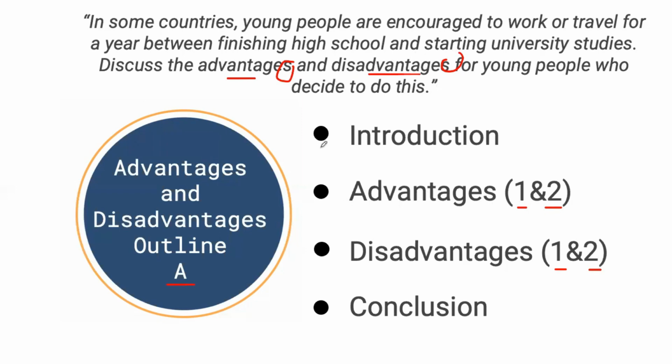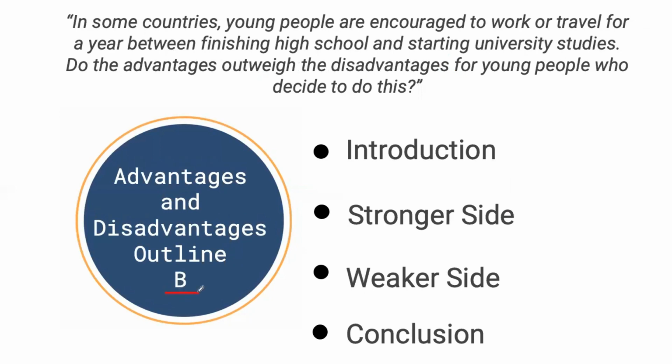So just keep in mind that with this question type, you're just talking about advantages and disadvantages. You don't have to state your opinion and you don't have to state which side is stronger. This is very important. Outline B is a bit different. Now I'm just asking this question in a different way. So this is the same theme that we saw in outline A. Let's go ahead and read it. In some countries, young people are encouraged to work or travel for a year between finishing high school and starting university studies. Do the advantages outweigh the disadvantages for young people who decide to do this?